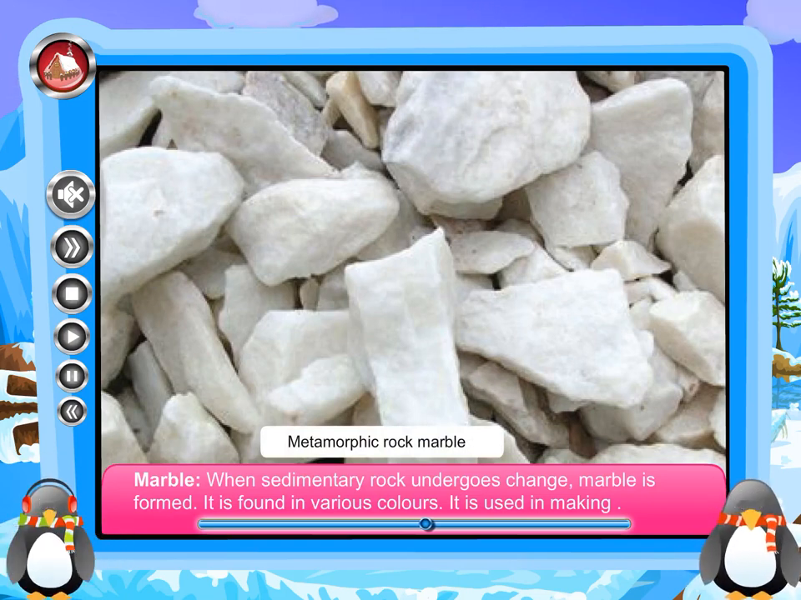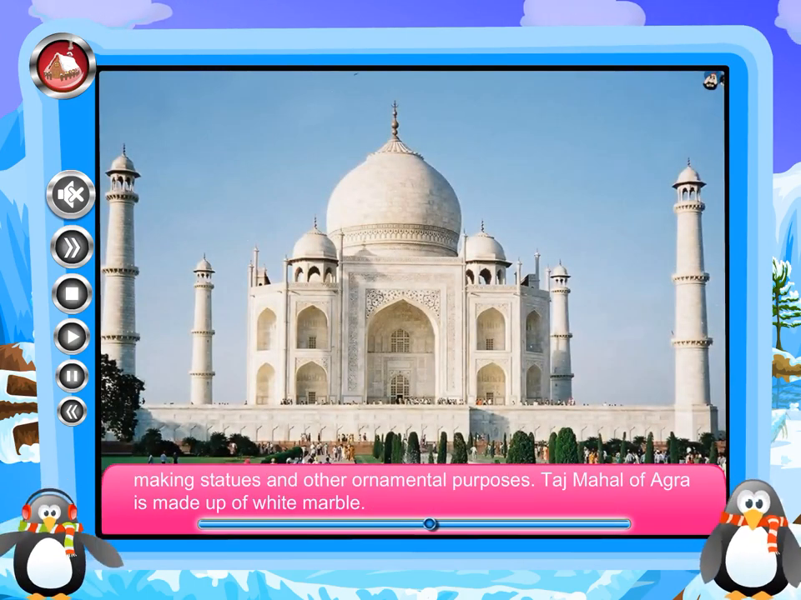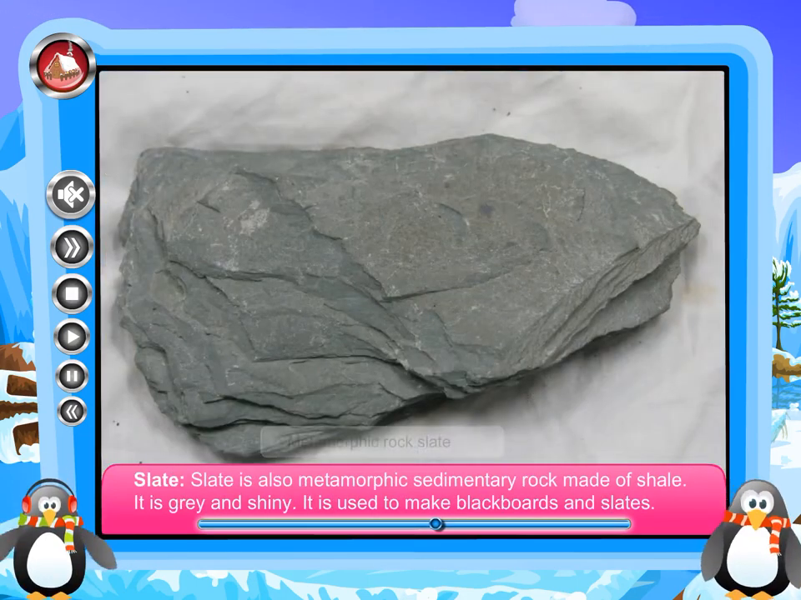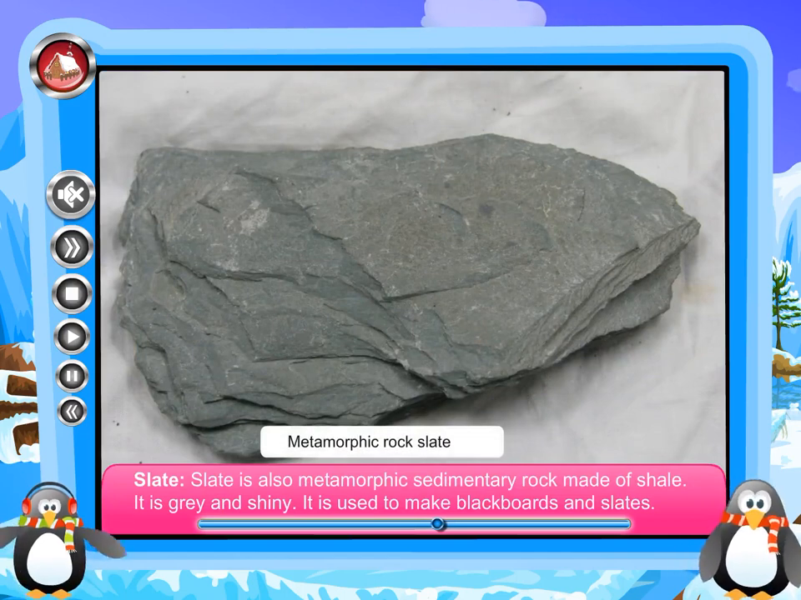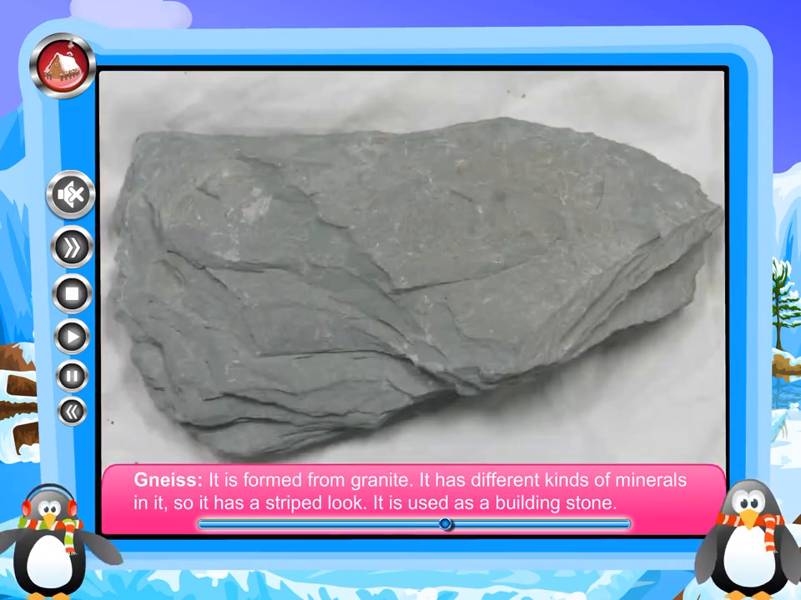It is found in various colors. It is used in making statues and other ornamental purposes. Taj Mahal of Agra is made up of white marble. Slate. Slate is also a metamorphic rock made of shale. It is grey and shiny. It is used to make blackboards and slates.